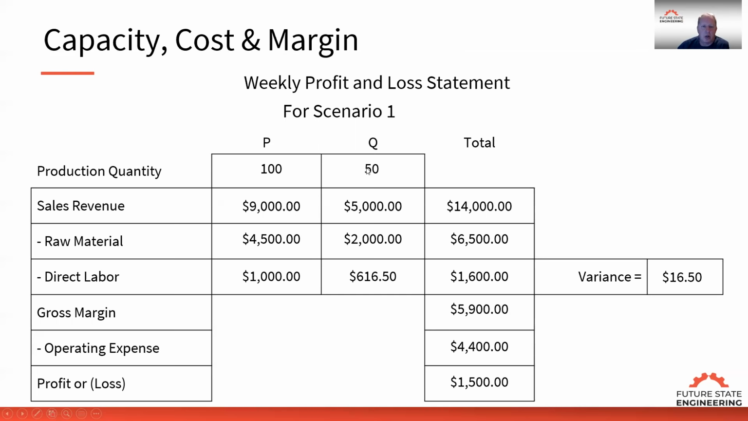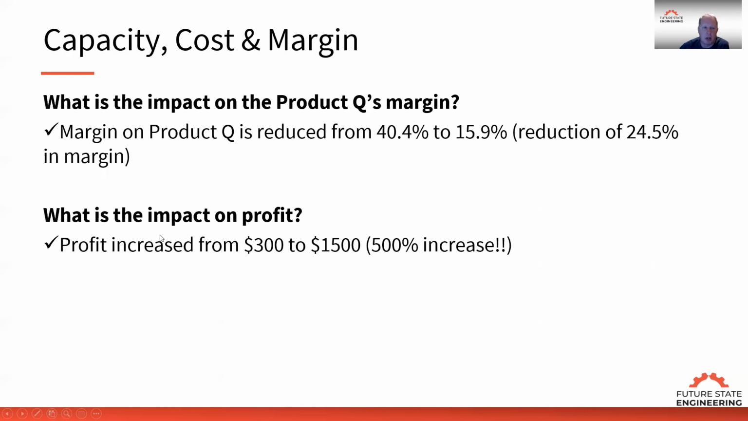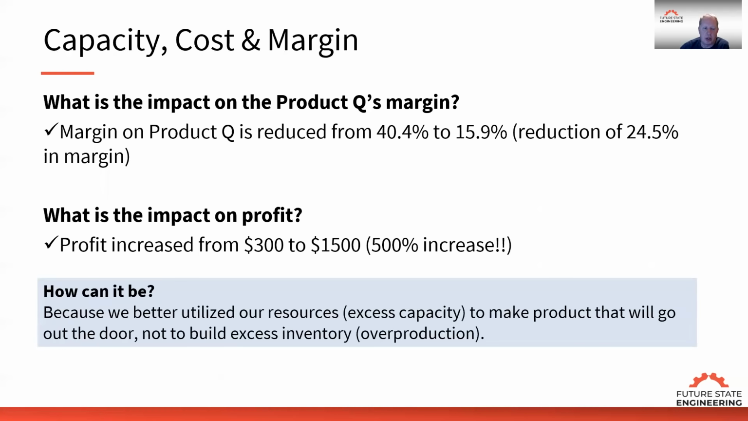So what that allows us to do is to produce all of P and all of Q with the resources we have, and the margin for Q goes down from 40.4 to 15.9. And when we run the P&L, we end up with a $1,500 profit. So how is that possible? We're reducing the margin by 24.5 points, and we increase profit by 500%. So what we're doing is we're better utilizing our resources to use that excess capacity to make product that'll go out the door, and not to build excess inventory or create overproduction.